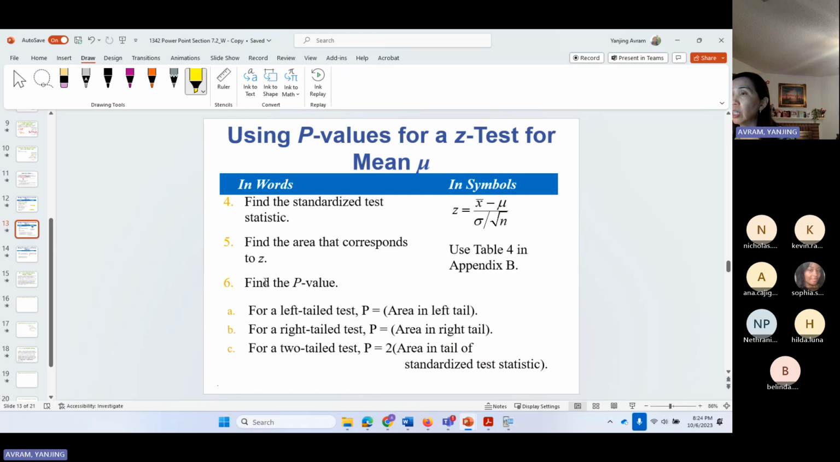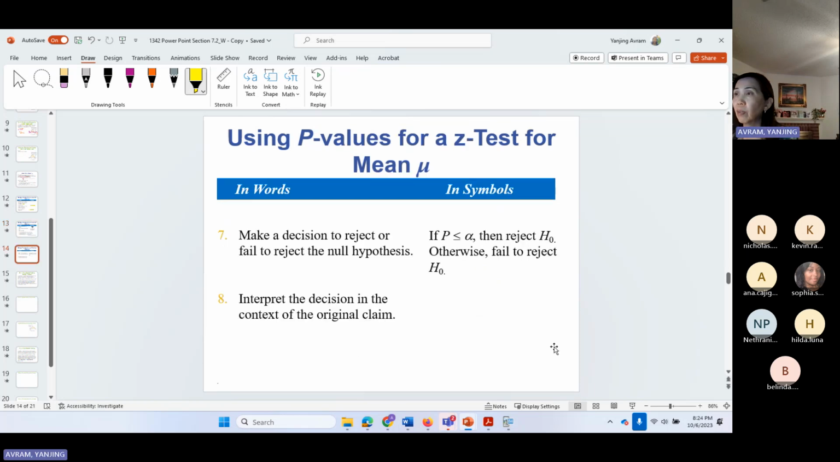Okay, so that is this one. And depending on whether it is left tail, right tail, or two tail, you will be able to identify the correct p-value, right? If this is two tail, remember you have to multiply by 2 in order to get the whole p-value. All right. So if p is less than or equal to alpha, you will reject the null hypothesis. Otherwise, if p is greater than alpha, you fail to reject, or do not reject, the null hypothesis. And then we have to interpret the decision in the context of the original claim.